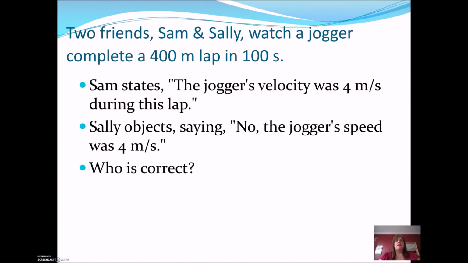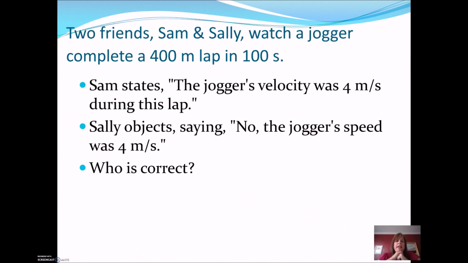Now, if you read this sentence, Sam and Sally are watching a jogger complete a 400-meter lap in 100 seconds. Sam states the jogger's velocity was 4 meters per second during the lap. Sally objects and says, no, the jogger's speed was 4 meters per second. Who's correct? What do you think?